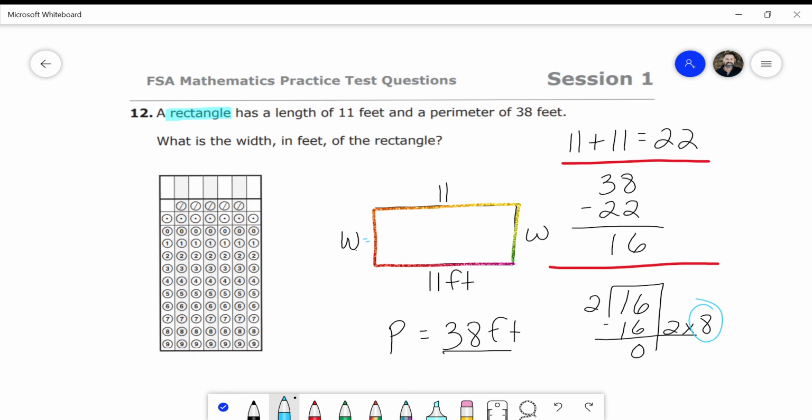So we have the width as 8 feet, and what I need to do is come over to my grid response starting on the left-hand side, write the number 8, go down and make sure I bubble in the 8 in that particular column, and you can leave the other spots blank or empty there.